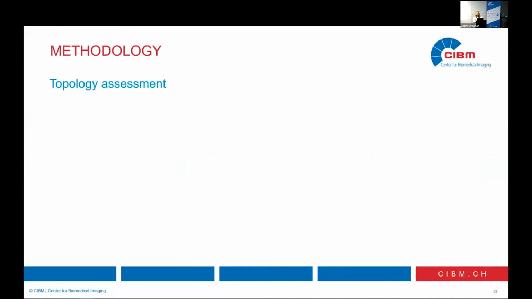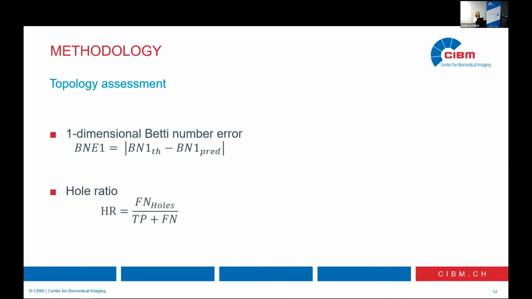To assess our segmentation in terms of topology, we introduced two new metrics. The first one is the one-dimensional Betti error, which actually consists in quantifying the absolute difference between the theoretical number of holes we should have in our segmentation and the actual number we have in our prediction. While this is a metric that is quite intuitive when we want to compare the topology, we also define the hole ratio, which also brings in information about the size of the hole and the size of the structure we want to segment.